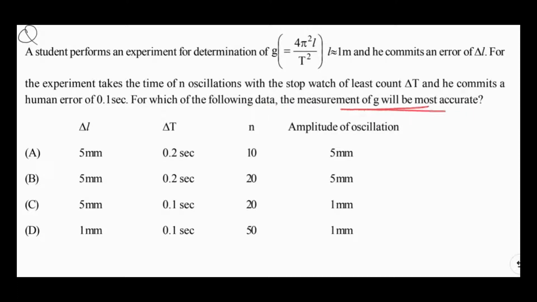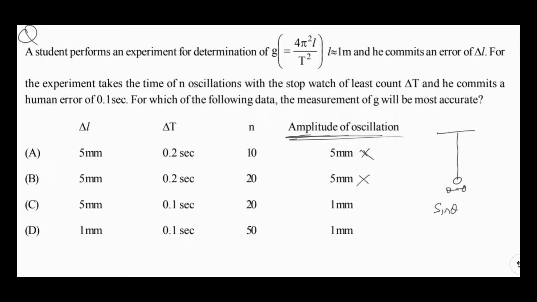We need to find out which has the most accurate reading of g, or the least error in g. If you observe the options given in A, B, C, D, we also know the amplitude of oscillation, and options A and B have large amplitude. So definitely these readings are not going to be accurate, because in order that a simple pendulum measures g accurately, its amplitude should be very small. Otherwise you won't be able to approximate sin theta as theta.